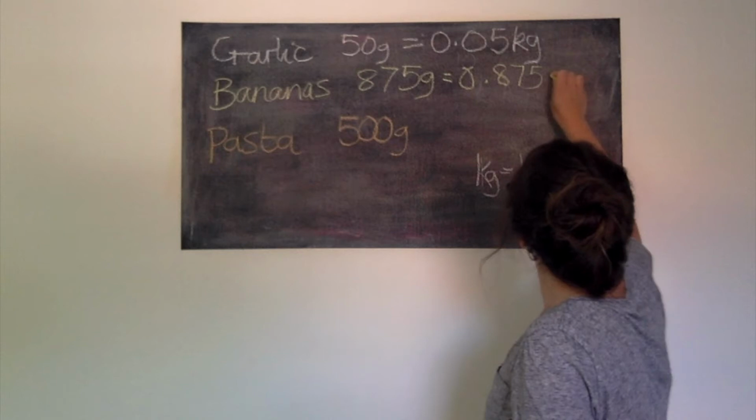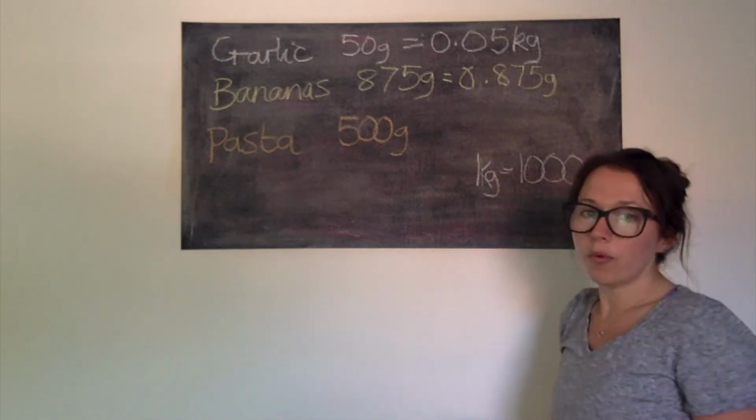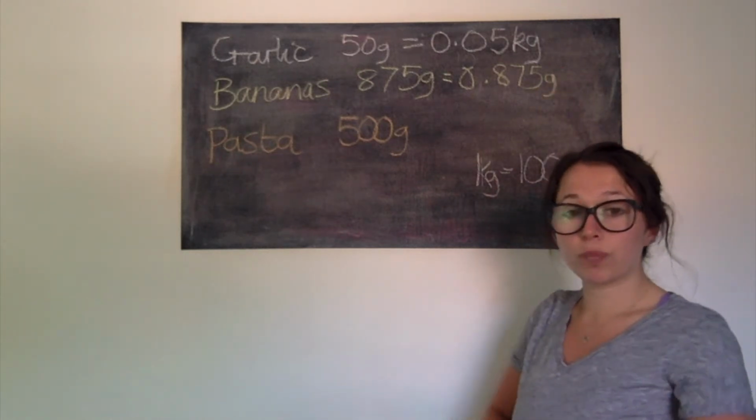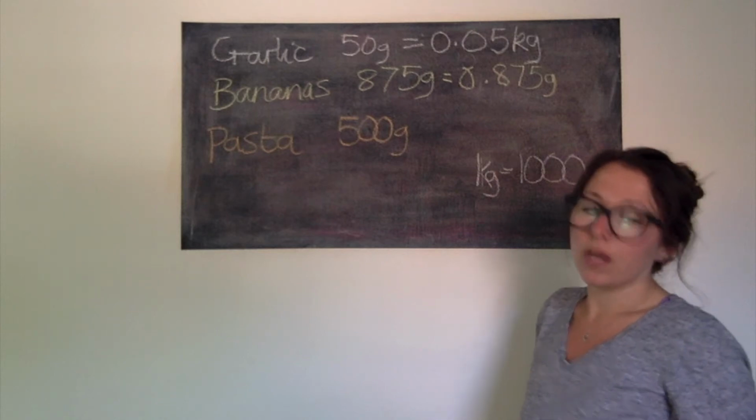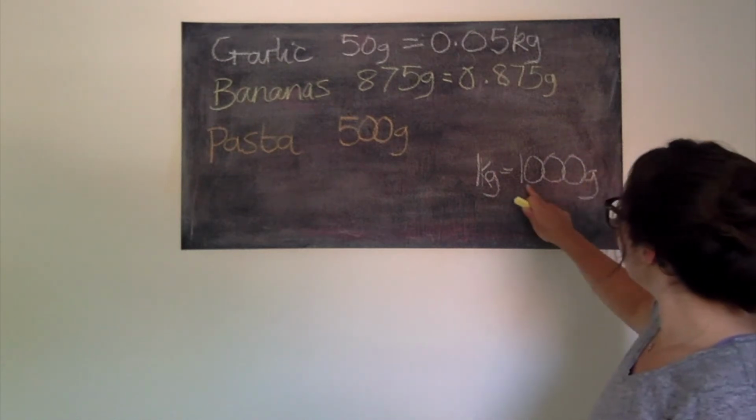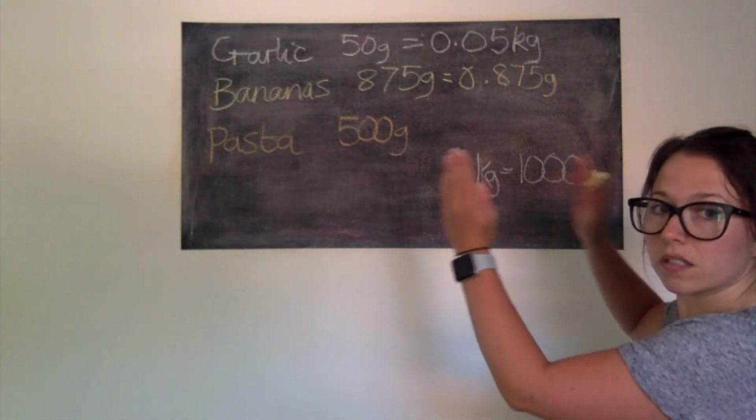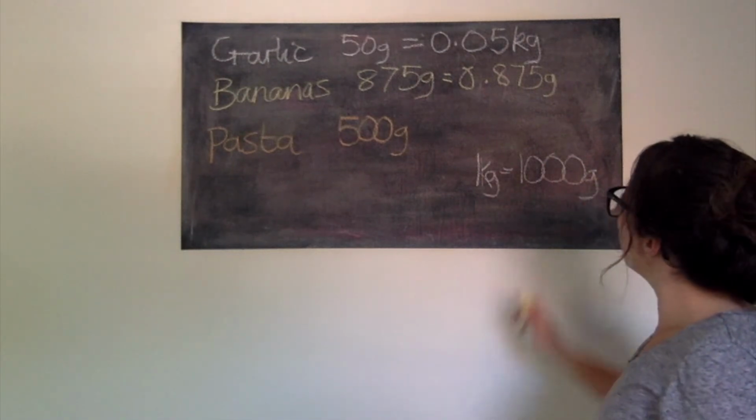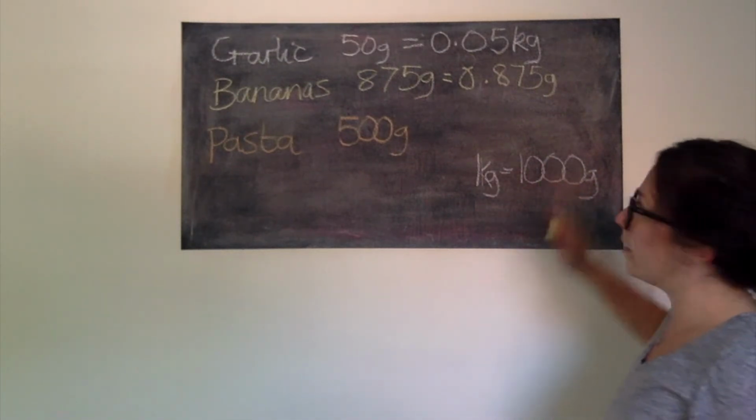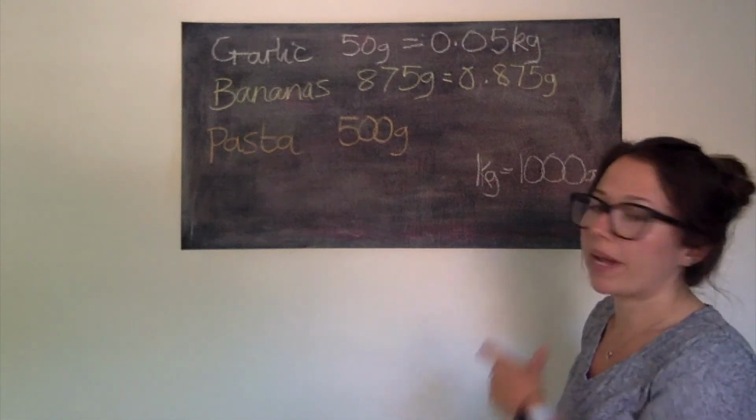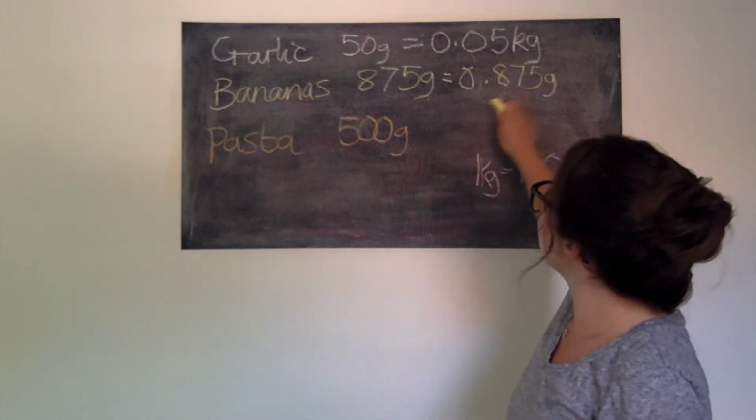0.875 kilograms, okay? Remember when you're dividing by 1,000, you should be using a place value grid to help you, and you're moving 3 places to the right because we're getting smaller, and we're getting much smaller 3 times or 1,000 times smaller, so we're moving 3 places, okay? And you can see that here.